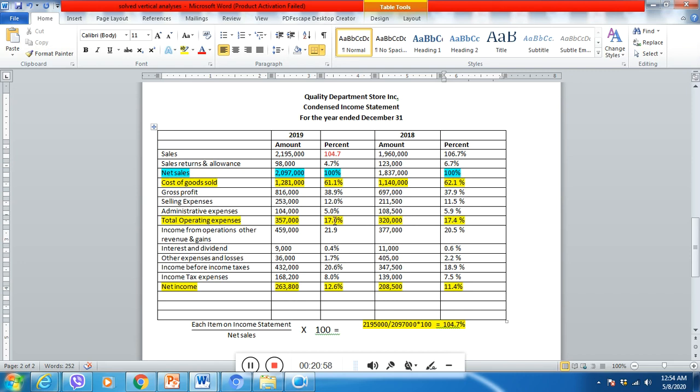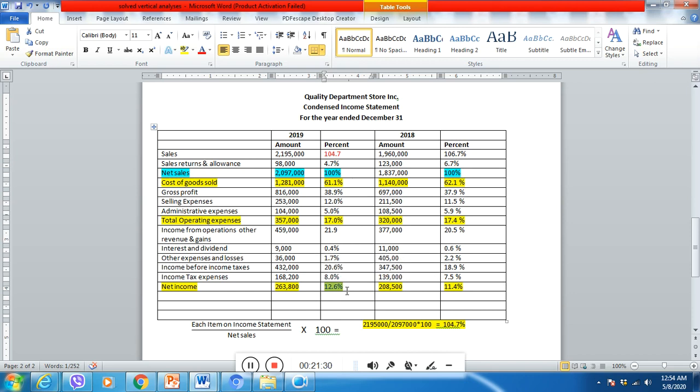And the main thing in the income statement is net income, that is, pure profit after subtracting all the expenses. Last year it was 11.4% and this year profit increased, our income increased, that is 12.6%. This indicates that the financial position of the company is stronger as compared to last year. We will take the decision upon these three items.